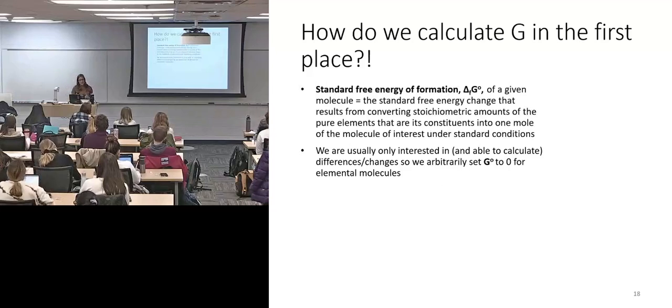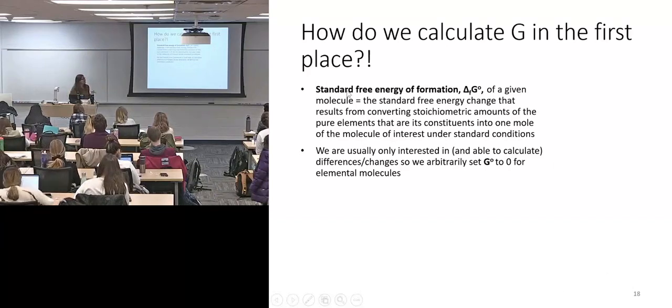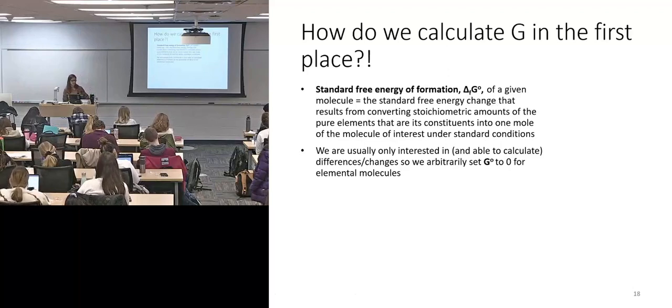So now we can define something, standard free energy of formation. Again, you're going to want to take some time to get yourself comfortable with the way this notation looks and the way this language is phrased. Before, we had a standard free energy change, and there was no lowercase f notation. For standard free energy of formation, we have our little degree symbol, which means standard, and our lowercase f subscript, which is for formation. What this means is that I'm looking at the standard free energy change that would result from converting stoichiometric amounts of pure elements into one mole of the molecule I'm interested in.